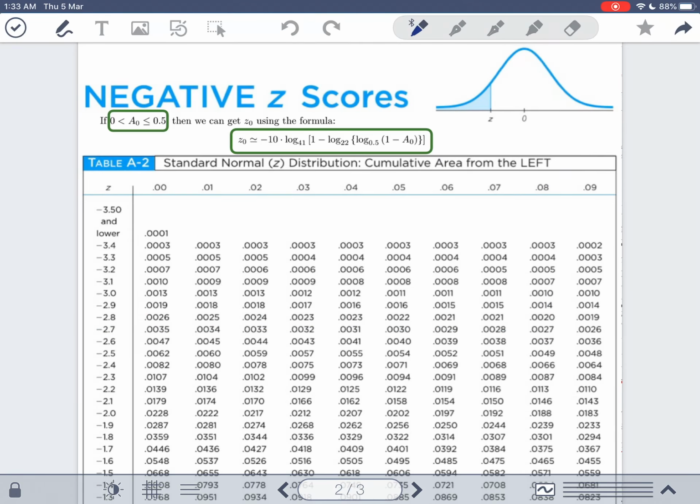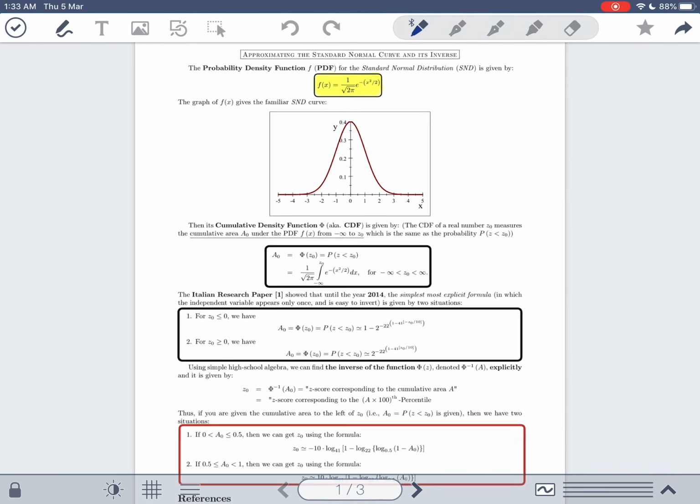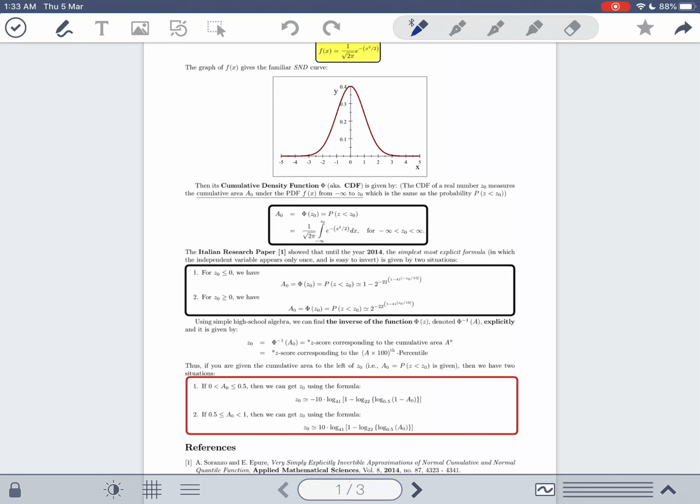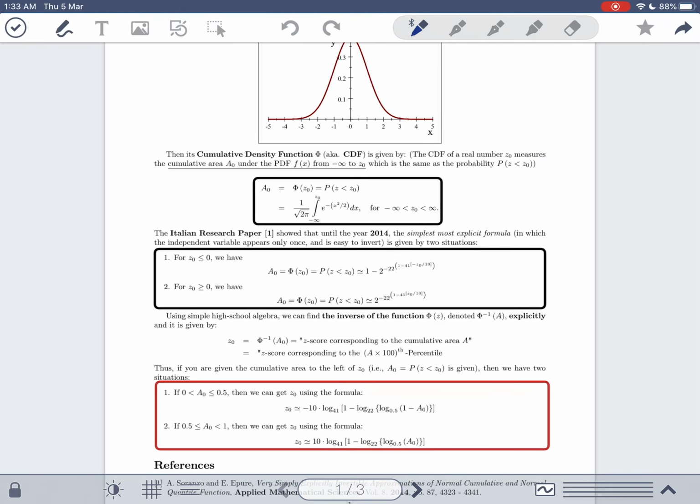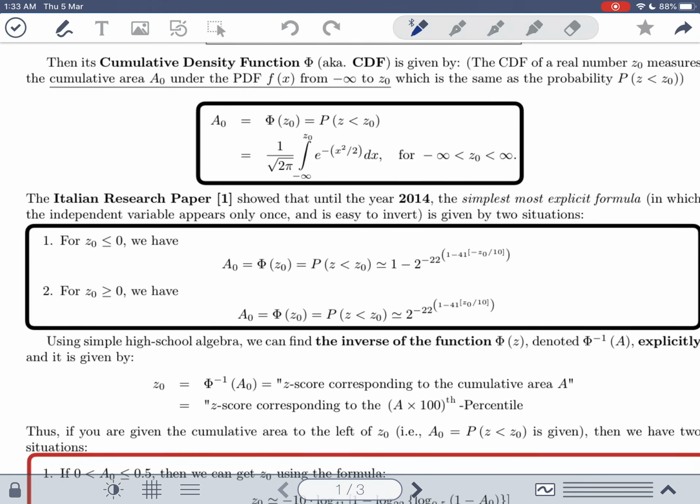I'm going to do something else. First, I want to show you something here. Actually, it's better to do that: the approximation that they had. It's important that you see the approximation they had.